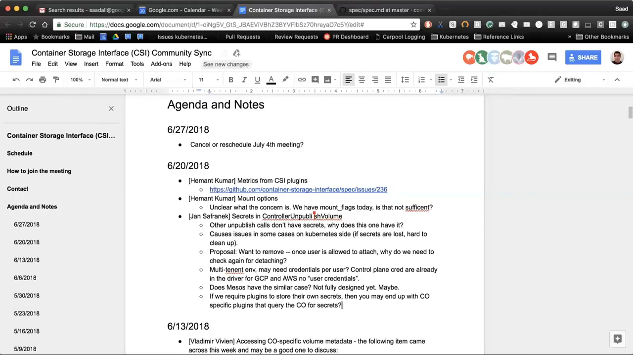It sounds like AWS and GCP credentials for the control plane are going to be directly injected into the driver. Do we have a use case of requiring separate credentials on the controller unpublish side? Cinder's the only case I'm aware of that requires credentials on unpublish.